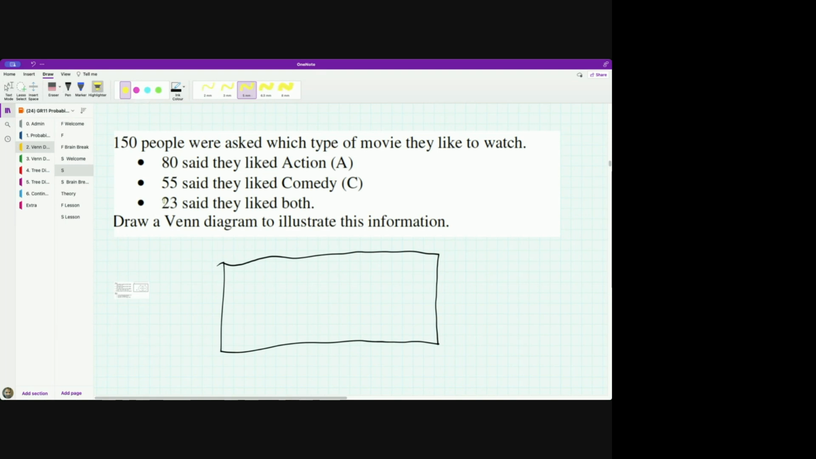Now they do say that there are 23 people who like both types of movies. So the question is about 150 people who are asked what type of movie they like to watch. And so you're going to draw two circles. The question is, do the circles overlap? And they do overlap because some people like both. And the number of people who like both are those people, 23 of them. And let's give this a label A and C. Now, what you have to figure out is what goes in these different regions. Tell me done when you are done.